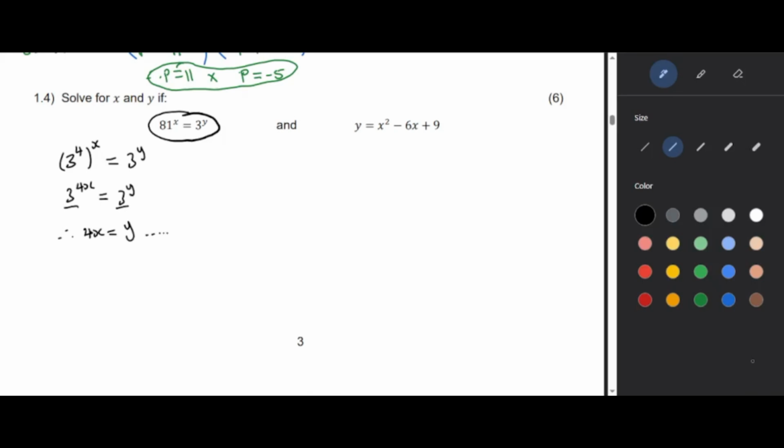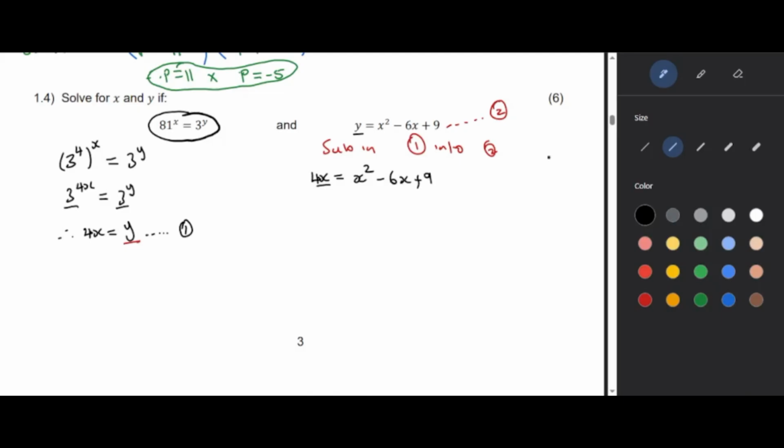I'm just going to call this equation 1. So now, remember, if this is equation 1, maybe we can call this equation 2, because now we know what y is. It's 4x. I think this is the easiest simultaneous equation I've ever seen. Because now I know what y is, it's 4x, we can sub equation 1 into equation 2. So remember, where there's y, we put 4x. So this will be 4x equals x squared minus 6x plus 9.